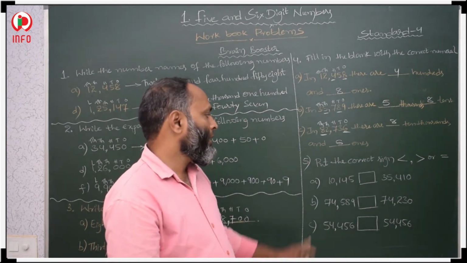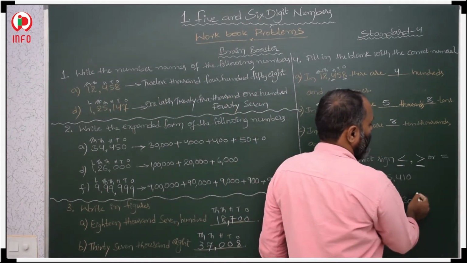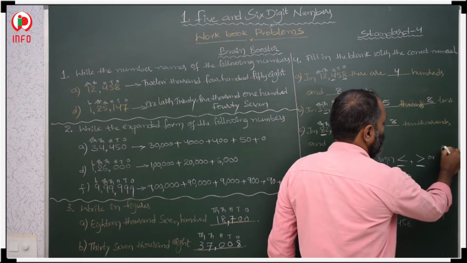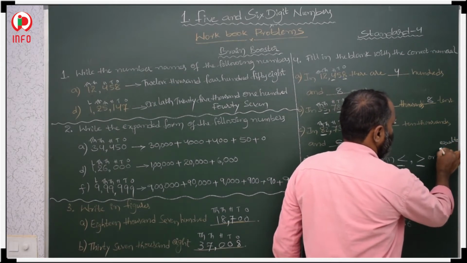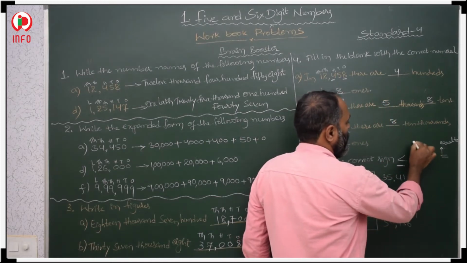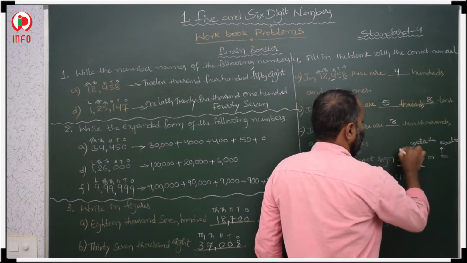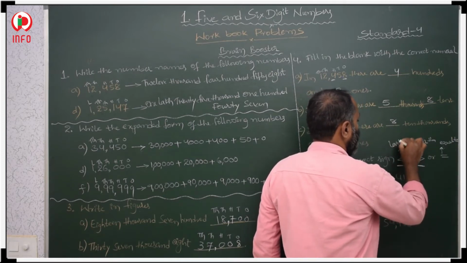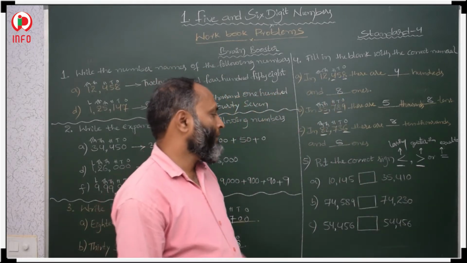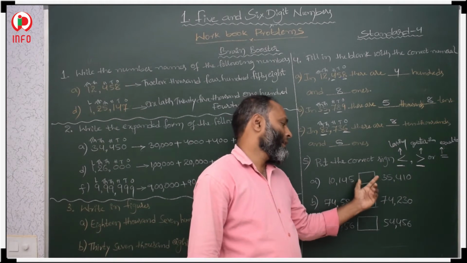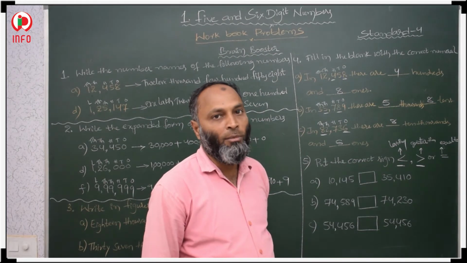Next, here we have to put this is less than symbol, this is greater than symbol, and this is equal symbol. So we have to check and keep greater than, less than or equal to in the given boxes. First we have to count the number of digits.